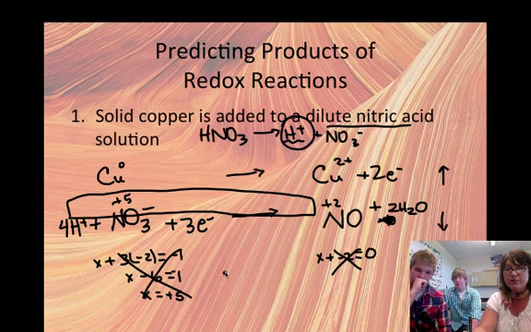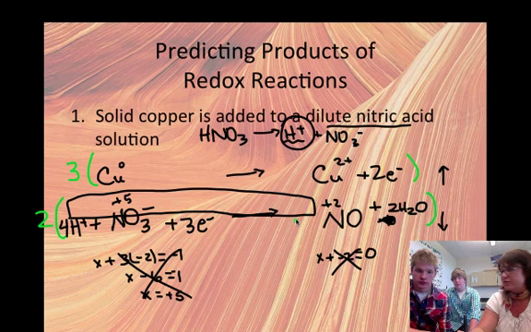And now we got to take care of those electrons. So I got to get electrons to be equal. I have 3 and I have 2. So we'll use the least common multiple and multiply our copper by 3 and our nitrate reaction by 2.